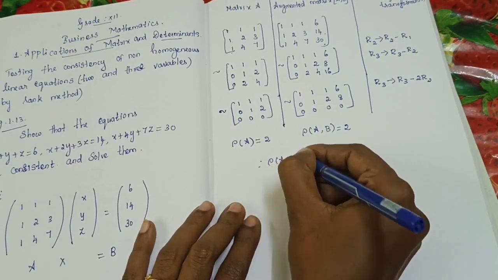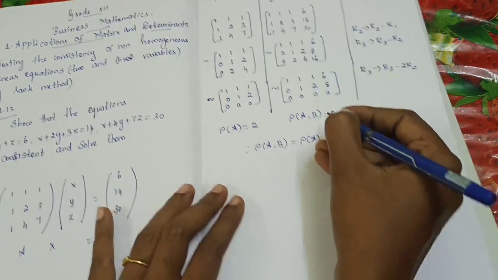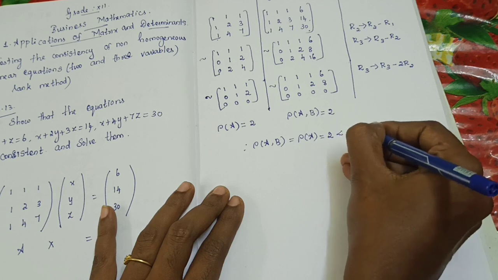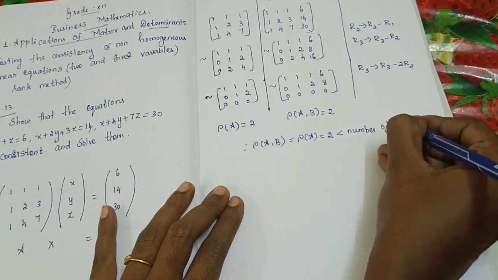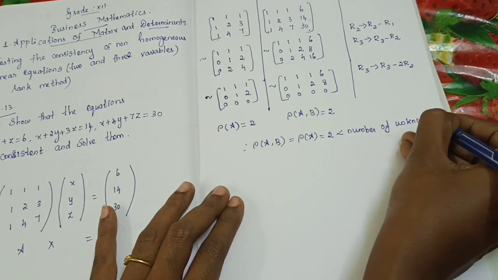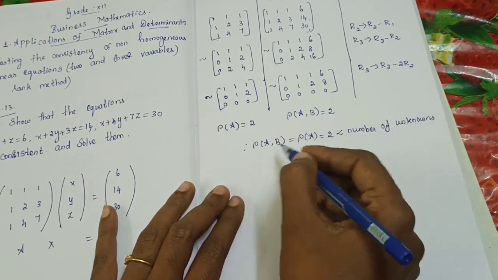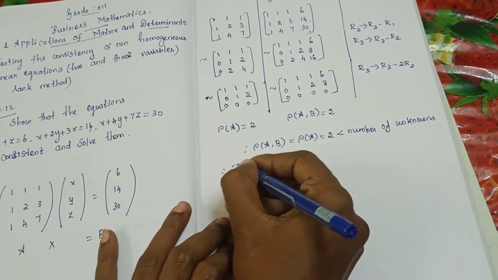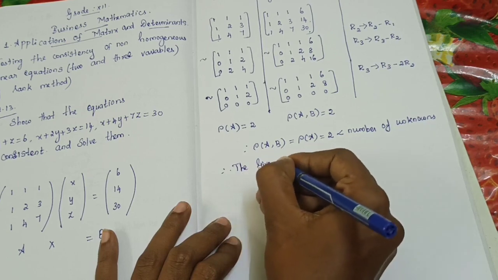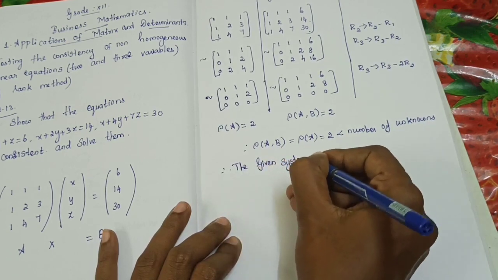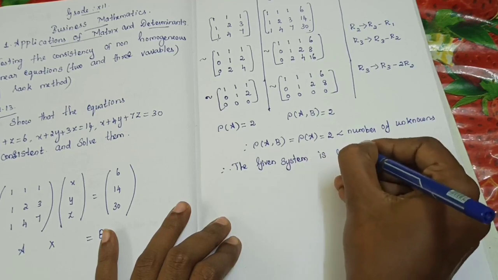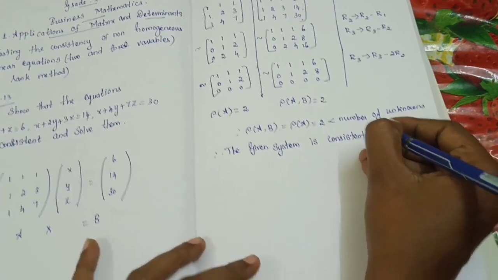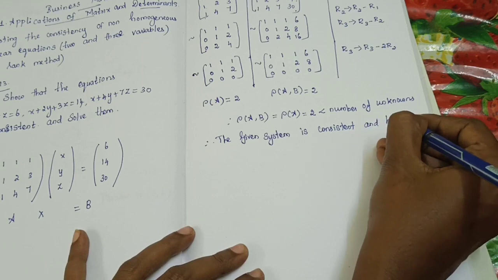So we will write rank of A comma B is equal to rank of A is equal to 2, that is less than n, the number of unknowns. Already we have learned four conditions, I explained to you. Rank of A comma B is equal to rank of A less than n means what will you conclude? The given system is consistent. So now we have proved the given system is consistent and has infinitely many solutions, is it right?